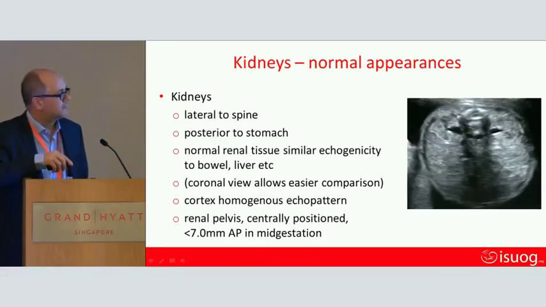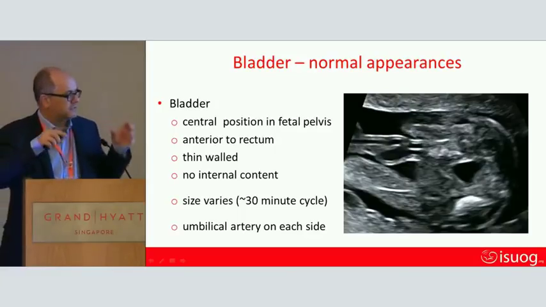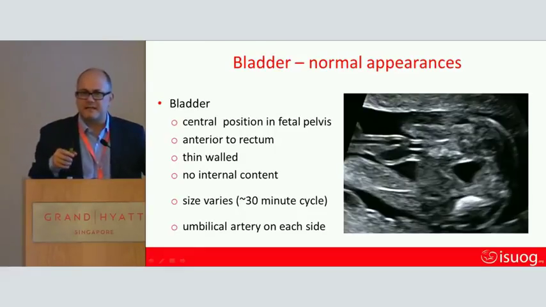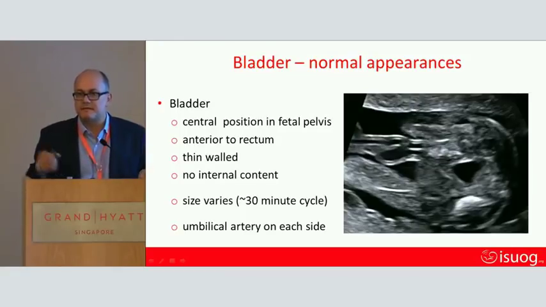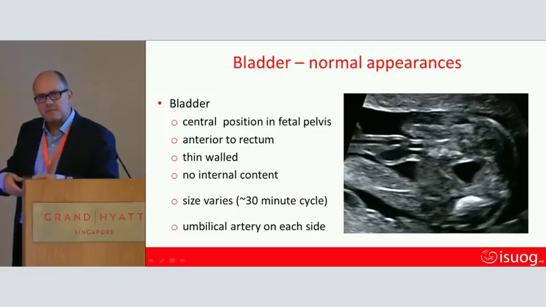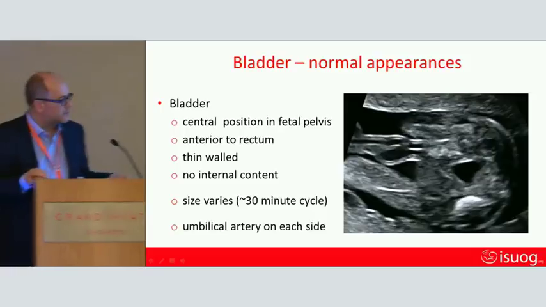And if you look at the bladder, it's centrally positioned in the pelvis, in front of the rectum. It's a thin-walled structure, it's got nothing inside, and the size of the bladder varies quite a lot. So sometimes the bladder is tiny, sometimes the bladder is quite big. That's because the baby has a pee inside, then it goes down, and then it fills up again. It should always be just below the size of the umbilical cord insertion. If it's above that, then it's probably quite big. Then you should wait and see if it empties. And if it doesn't, there may be an obstruction.